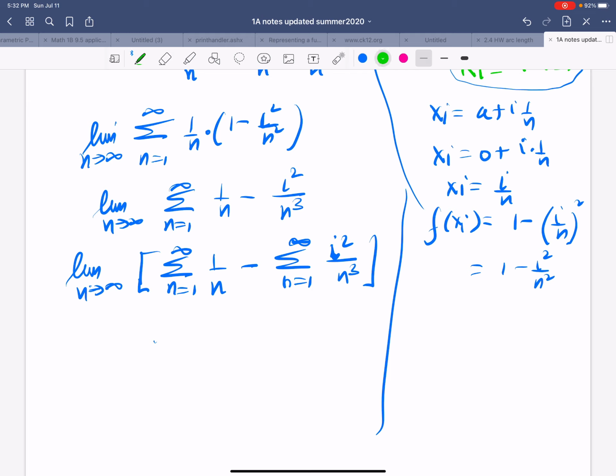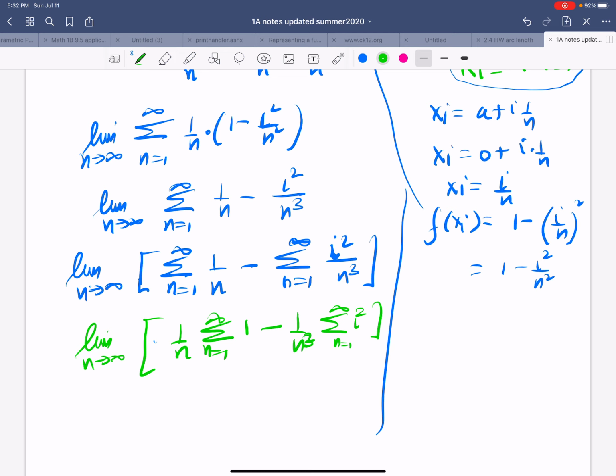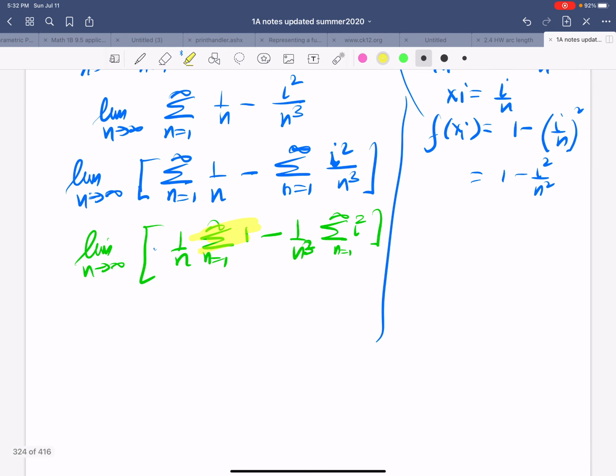For this, n is some constant. n is the number of rectangles. It's a really large number. We don't know what it is. So I'm going to pull the constant out of my summation. That's going to be the summation of 1 minus 1 over n to the third times the summation of i squared. Now let's use the summation formulas here.